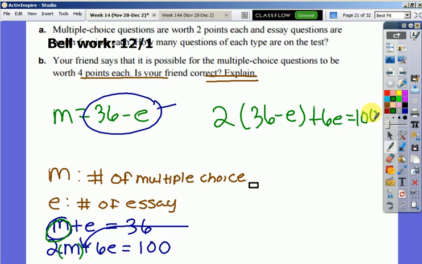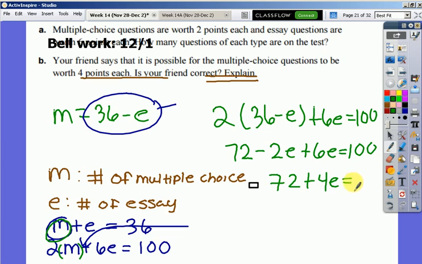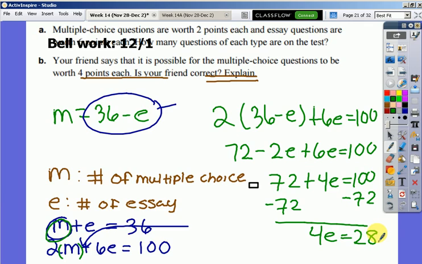Not 216. Let's just do our distributive property here. 72, right. Oh, 2 times 36 is 72, I did that, minus 2e plus 6e equals 100. Perfect. Then we combine our like terms, we get 4e. Somebody said it. Great. 72 plus 4e equals 100. And then, of course, we subtract 72 from both sides. And what do we get? Perfect. 4e equals 28.